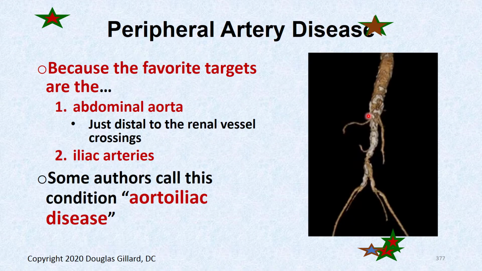All right, because of peripheral artery disease, because the favorite targets are, why does it say because? So just the favorite targets are the abdominal aorta. Oh, I see. Because the favorite targets are abdominal aorta and iliac arteries, this is why one of the AKAs is aortoiliac disease. I see what I'm trying to say there. What's going on here in this? There's abdominal aorta.